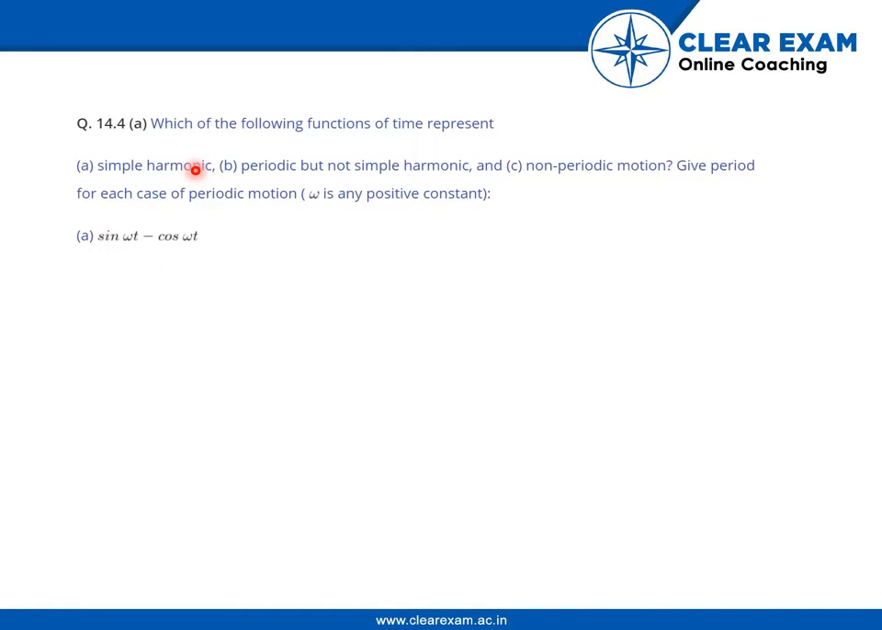Which of the following functions of time represent a simple harmonic, periodic but not simple harmonic, and a non-periodic motion? Give the period for each case of periodic motion. Omega is any positive constant.